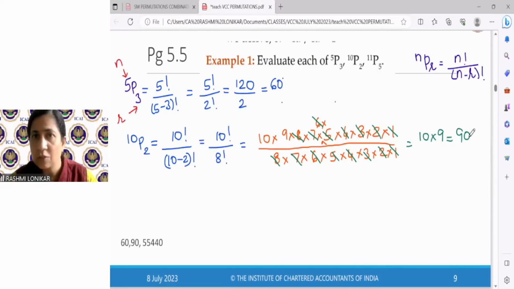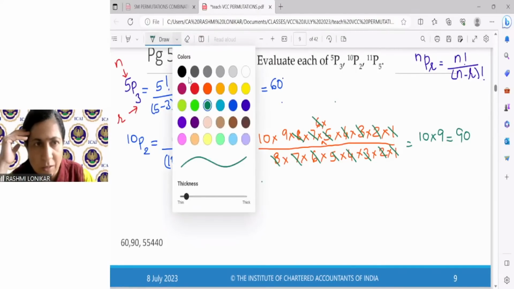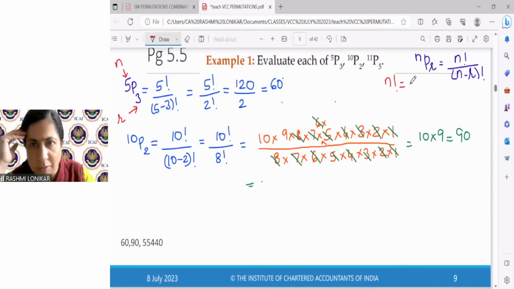Another shortcut is from 10 factorial, I will write up to 8 factorial. So this is what? Because I have the formula. Okay, you remember the formula? N factorial can be written as n into n minus 1 factorial.